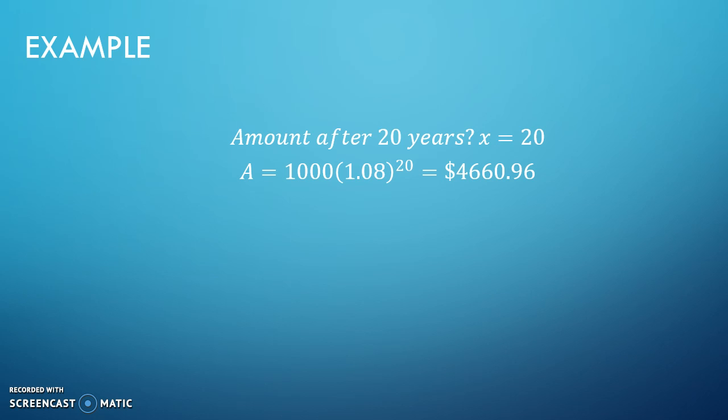Okay, so the important things to remember: the initial value is our A, R is our growth rate. If it's exponential growth, it's going to be greater than 1. If it's decaying, it's going to be less than 1, between 0 and 1, and the index is our number of years in this case.